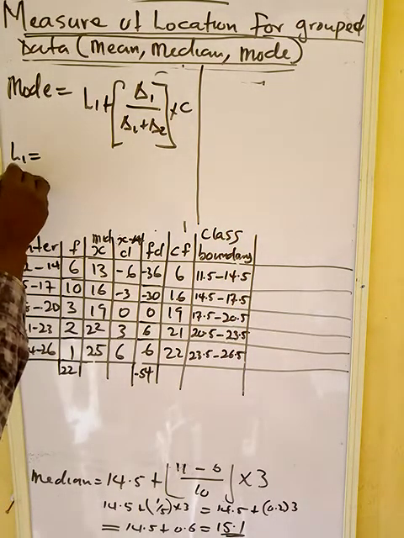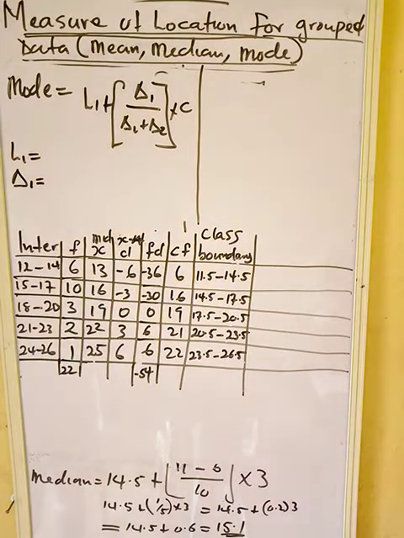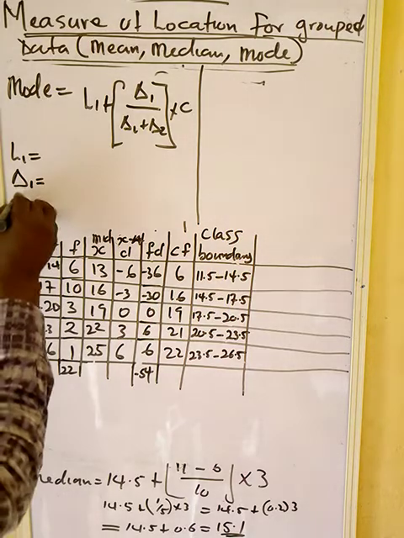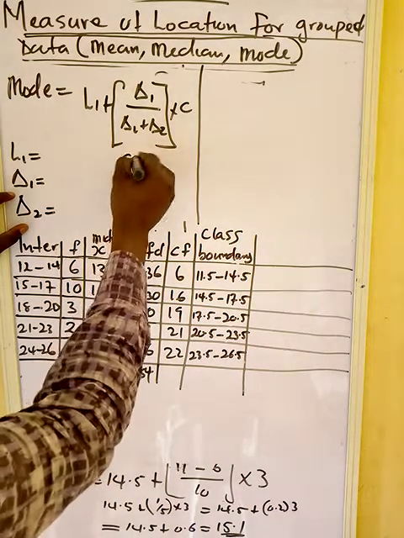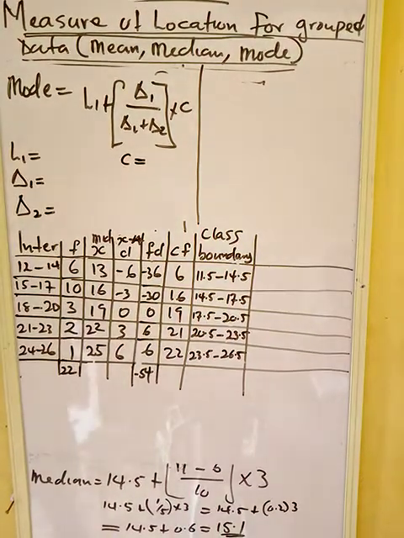Our D1 is the difference between the frequency of the modal class and the class before it. D2 is the difference between the frequency of the modal class and the class after it. And C is the class size.